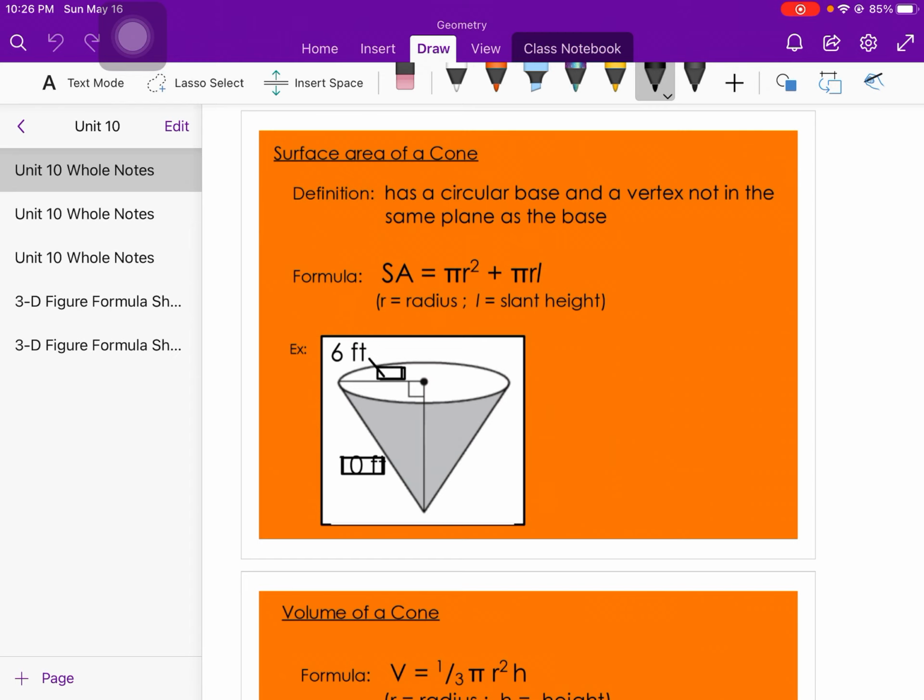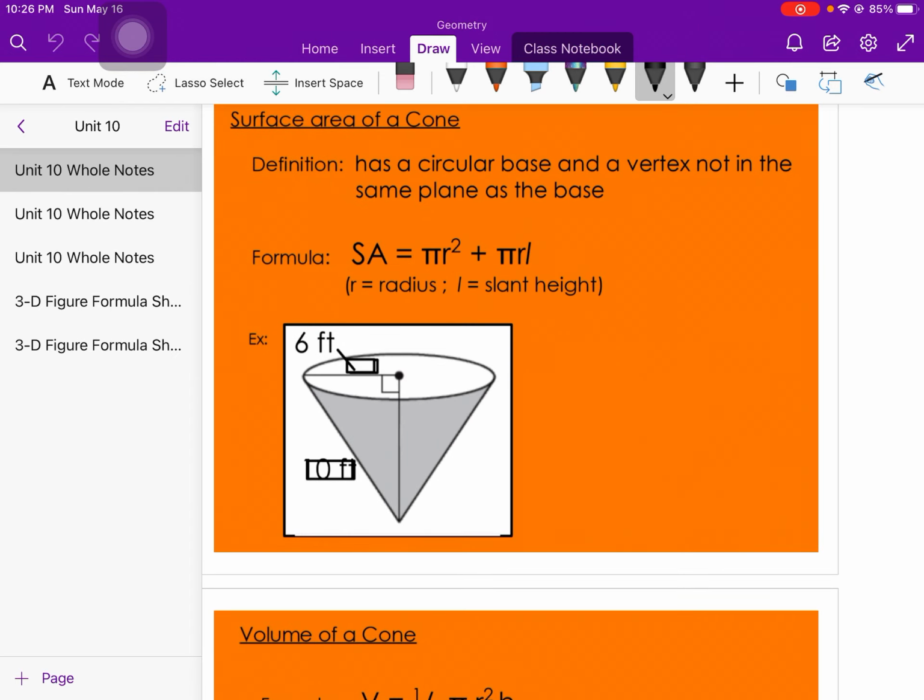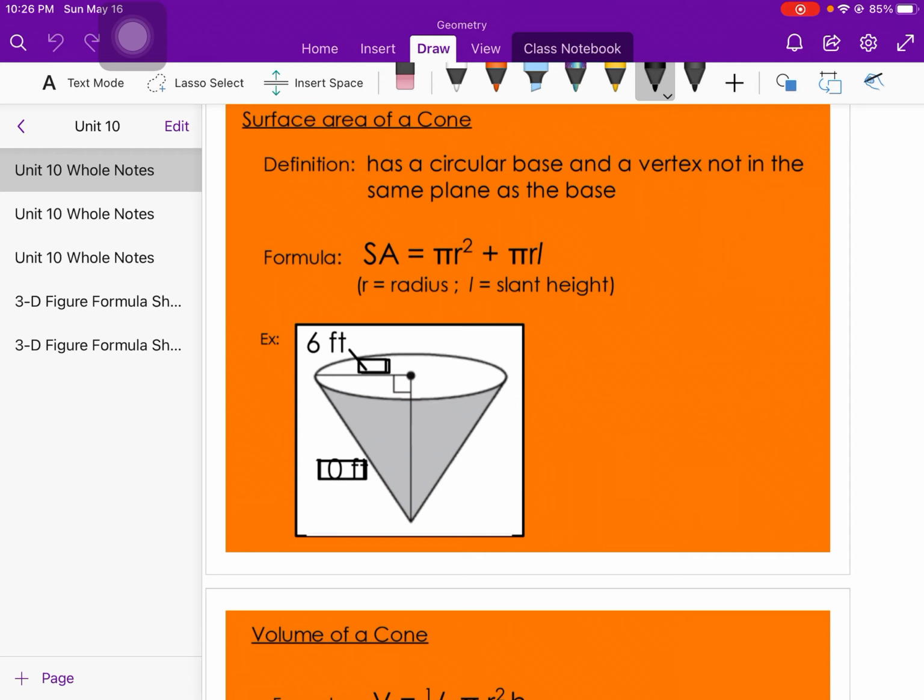So we have pi r squared and pi r, because to find the area of the base, that's what we're going to have to do for the first part. That's the pi r squared. And then the pi r times slant height is going to give us all of the outer sections of area.